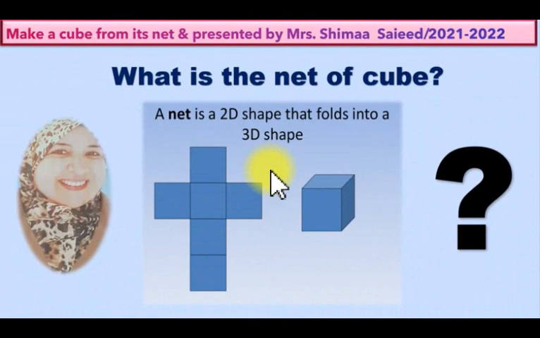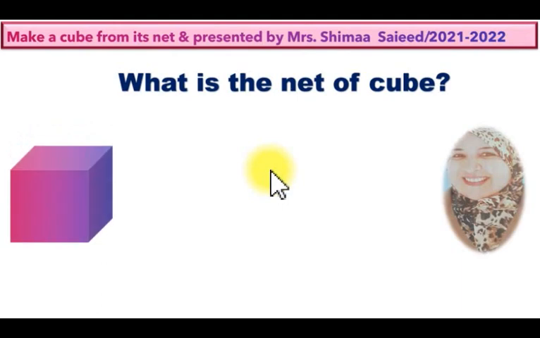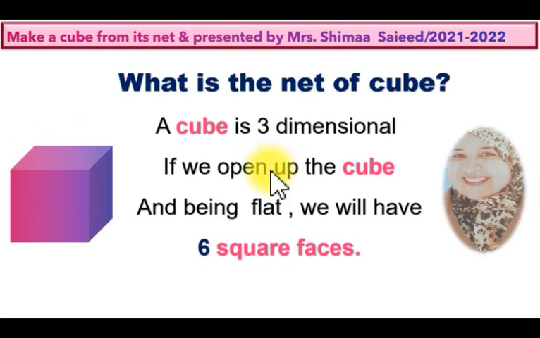What is the net of a cube? A net is a 2D shape that folds into a 3D shape. Now this is the cube. A cube is three-dimensional, as you see. If we open up the cube and make it flat, we will have 6 square faces.